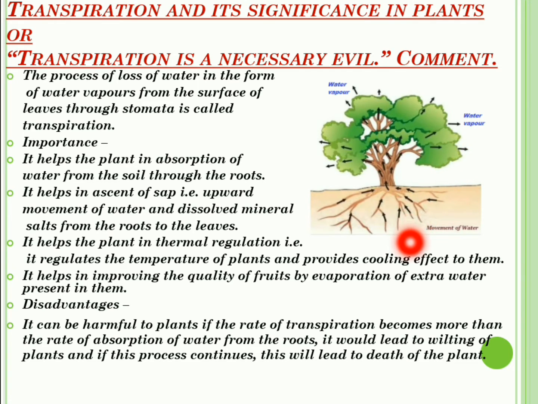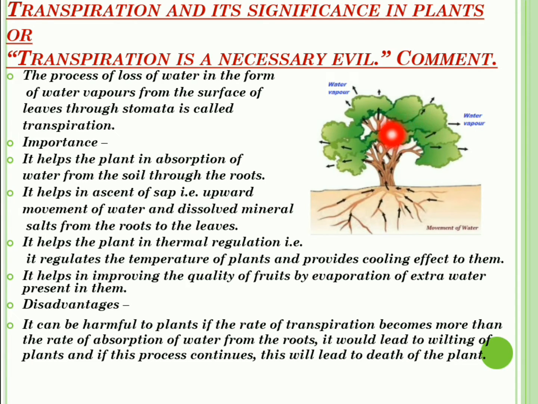Transpiration helps the plants in absorption of water from the soil through the roots. It also helps in ascent of sap, that is the upward movement of water and dissolved mineral salts from roots to the aerial parts of the plant, that are leaves. It also helps the plant in thermal regulation, that is it regulates the temperature of the plants and provides cooling effect to them. Students, we know that evaporation provides cooling effect.